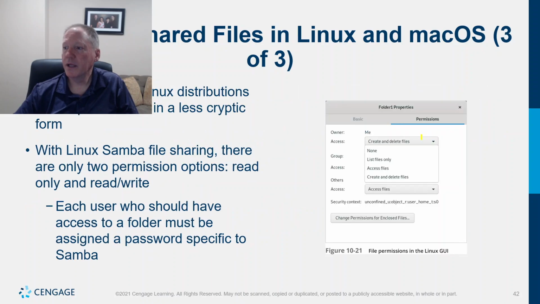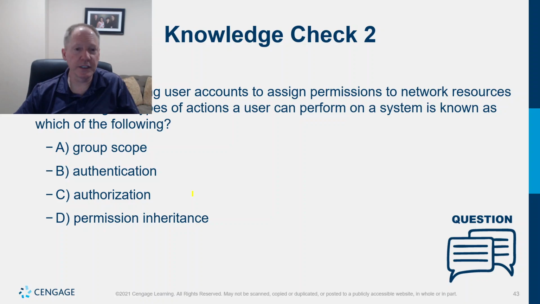All right. With Samba file sharing, there are only two permissions: read and write. So each user who should have access to a folder must be assigned a password specific to Samba. So that's where you're going to do that smbpasswd. So if you set up the user accounts last week, but you don't do the SMB password this week, you're not going to have access to your Samba shares.